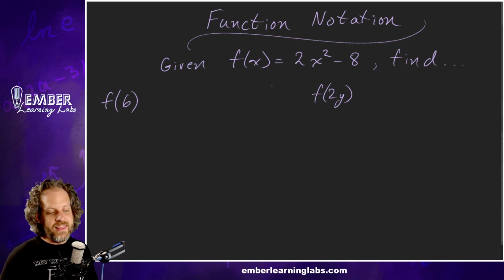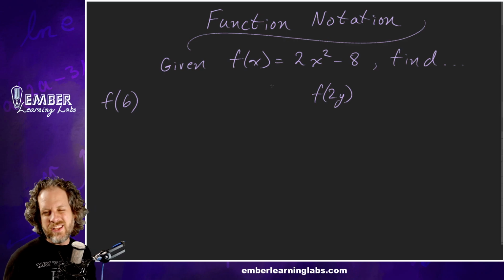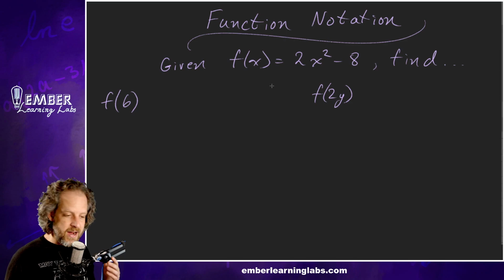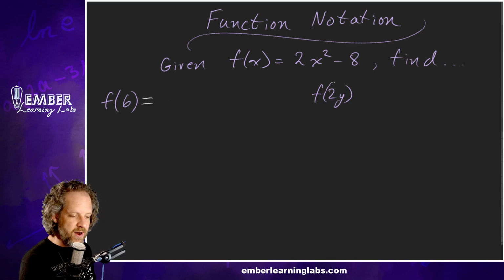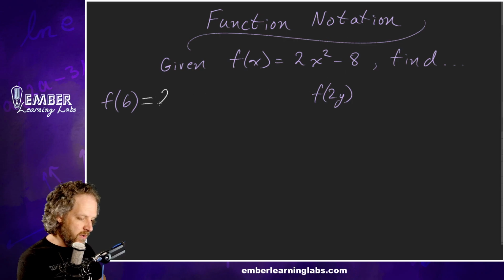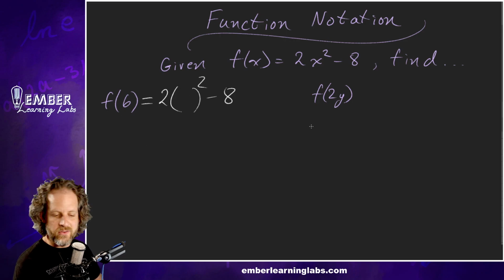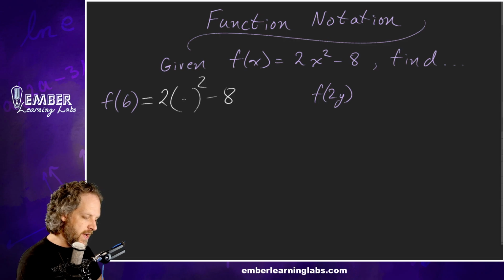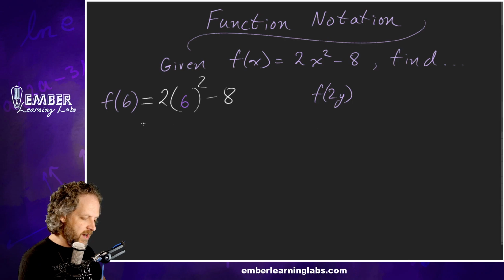So on a problem like this, where it gives you a function in function notation and it wants you to find these things, it's just a substitution problem, right? And so to find f of 6, all we do is we rewrite this mess with parentheses everywhere there's a variable. So we're going to write it as 2 times ( ) squared minus 8. And then we're going to plug in 6 where the x was. So we're going to put a 6 right there. And then you just simplify it on down, right?